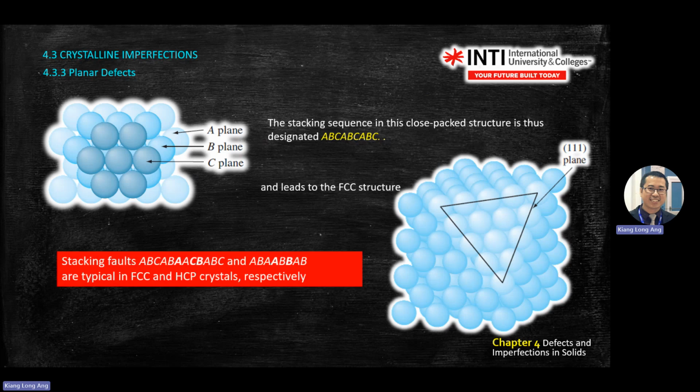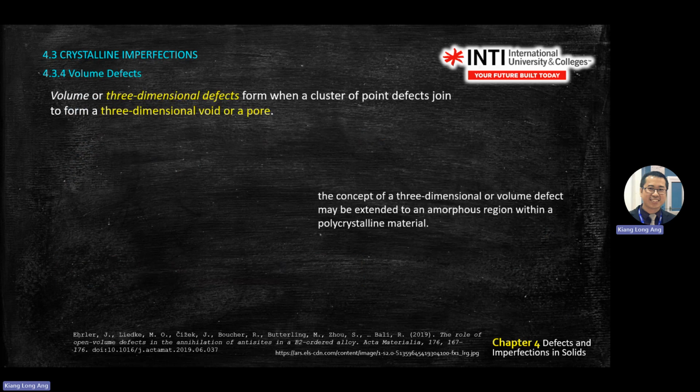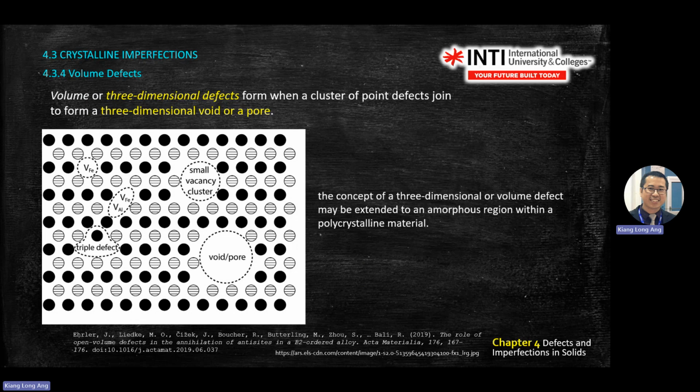So stacking fault means you're not following layer by layer. There's a mixing of layers, like A, B, A, B, B, C, D, something like that. You do not follow a sequence like A, B, C, A, B, C, A, B, C, but there's a repeat of another layer. Volume defect, this one is very direct. We call it void or pore. You can see with the naked eye one very deep hole like that. This is a three-dimensional defect or volume defect.